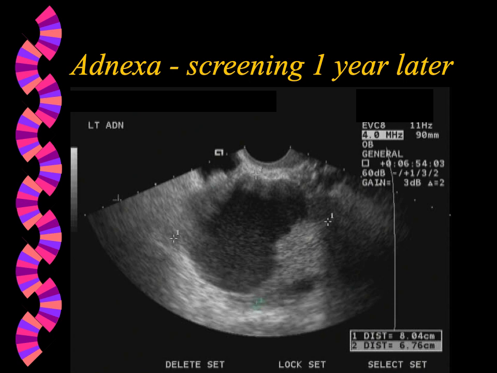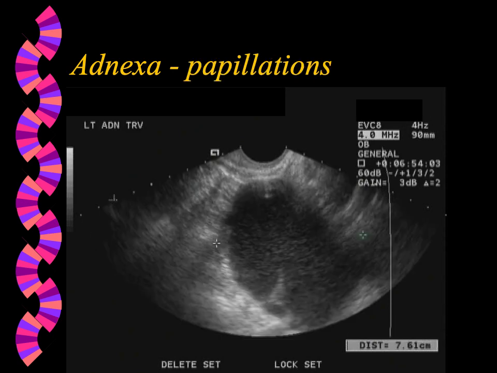As we took another image of her ovary on that same day, what we can see are some papillations, which is where the cyst wall is not entirely smooth. It has some projections. So this was presumed to be ovarian cancer. She went for surgery and was successfully managed and caught at an early stage, which is very lucky for her. So she did very well postoperatively and is here to tell us her story.